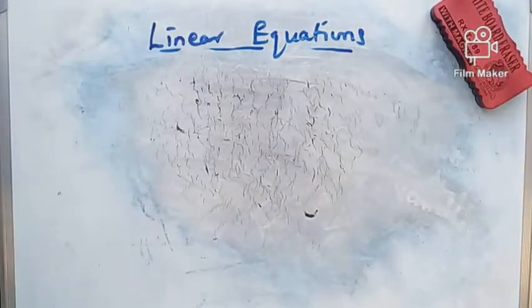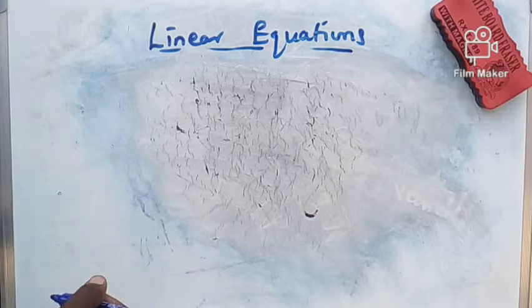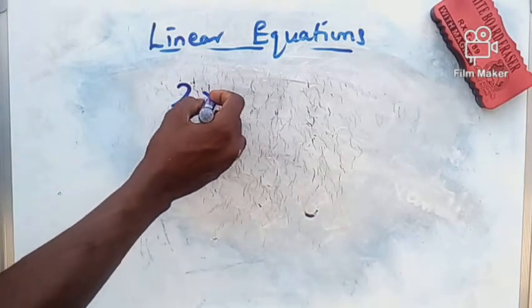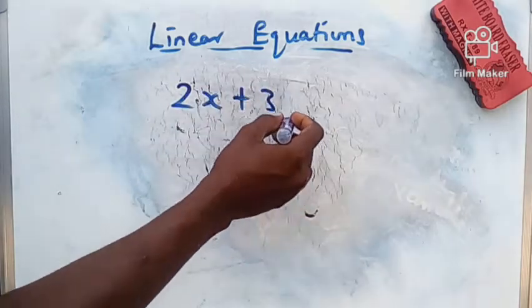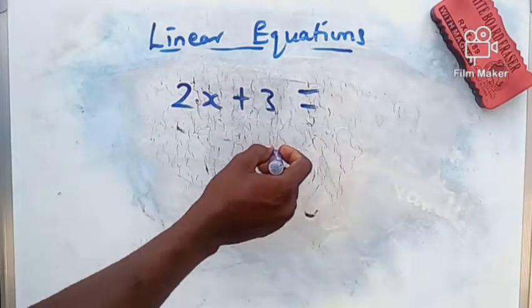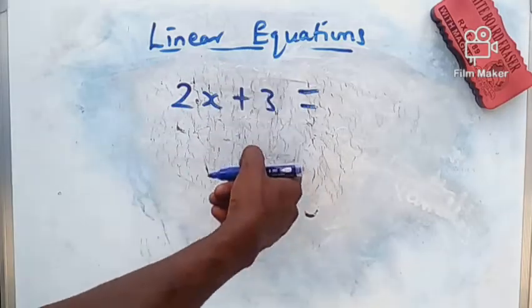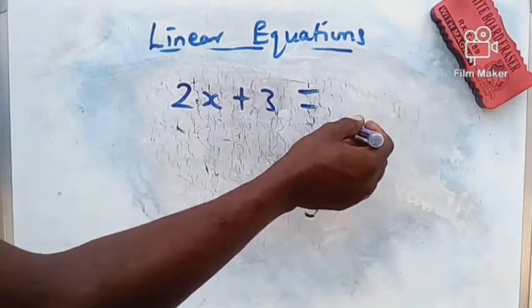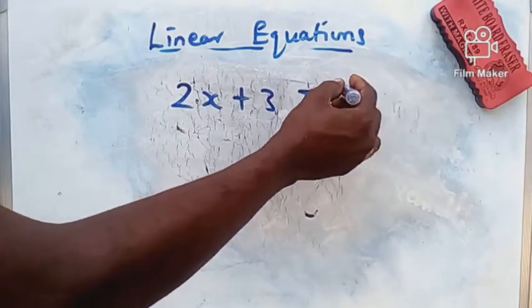Now back to the real picture of what we are looking at, linear equations. When you have a variable mixed with a constant, let's say 2x plus 3, and an equality sign is serving as a boundary between this combination and, let's say, a constant, let's say 10.